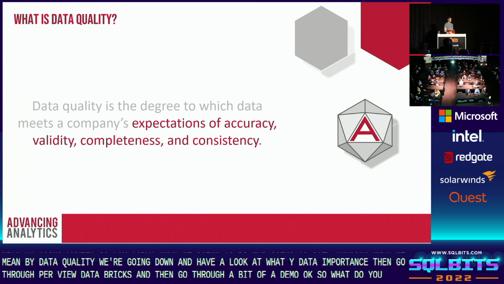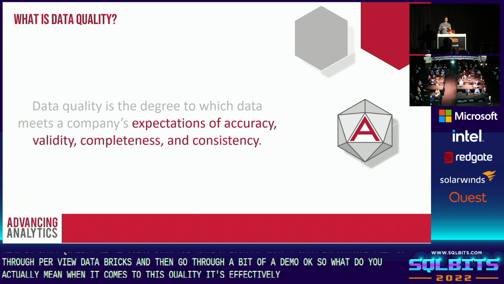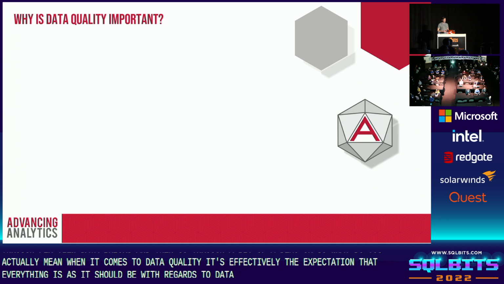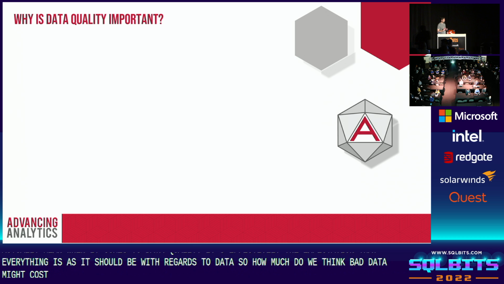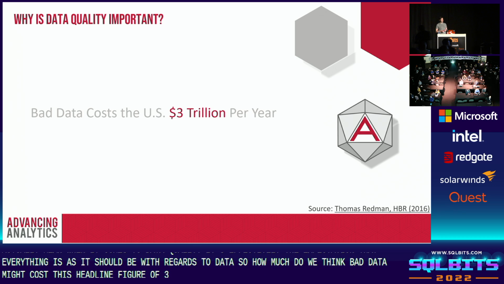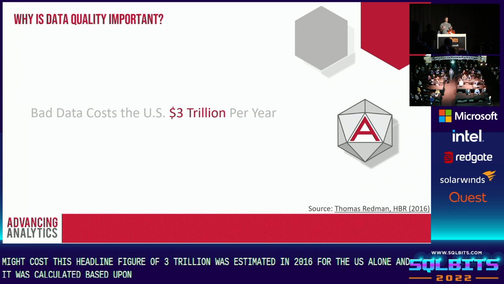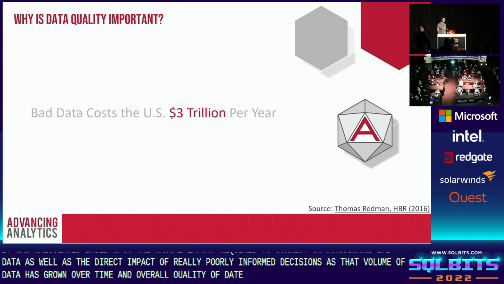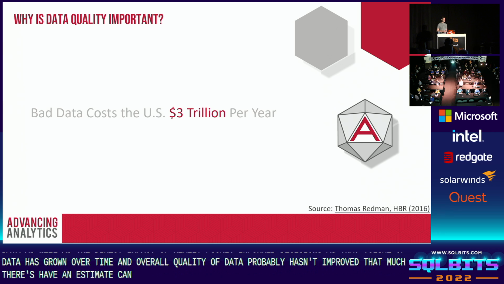So what do we actually mean when it comes to data quality? It's effectively the expectation that everything is as it should be with regards to data. So how much do we think bad data might cost? This headline figure of $3 trillion was estimated in 2016 for the US alone. And it was calculated based upon the manual effort required to correct or work around bad data, as well as the direct impact of really poorly informed decisions. As that volume of data has grown over time, and the overall quality of data probably hasn't improved that much, this headline estimate can only have increased.